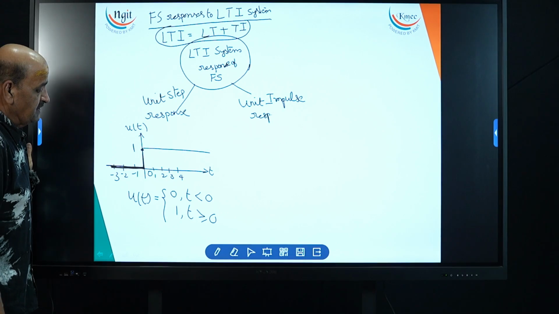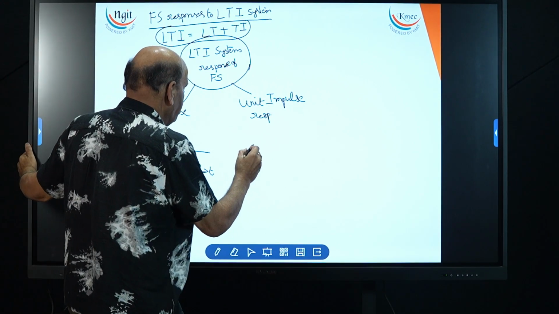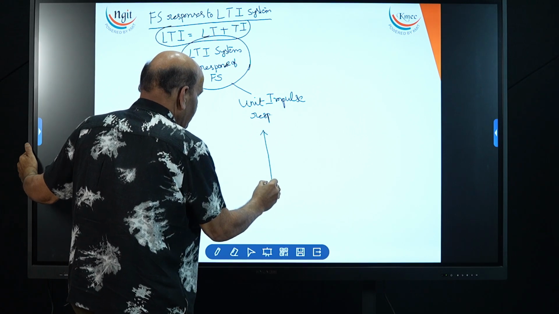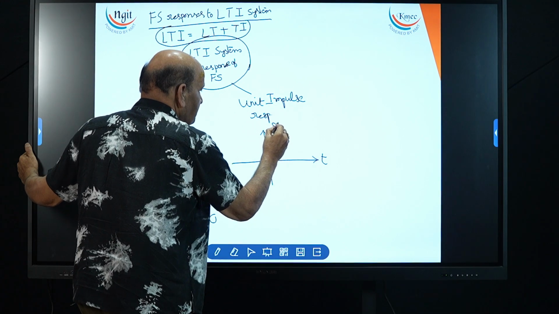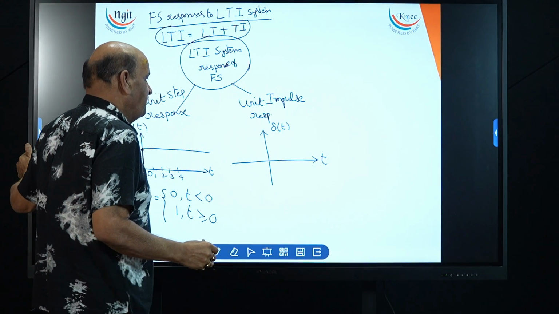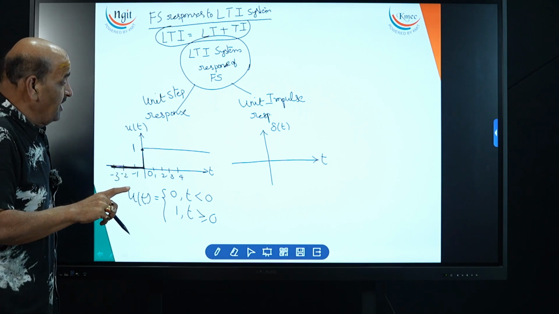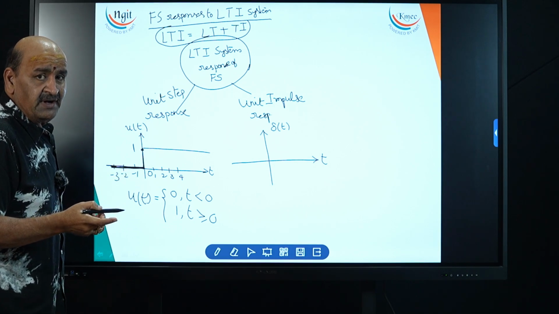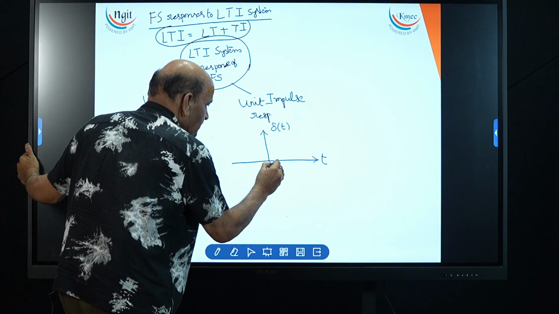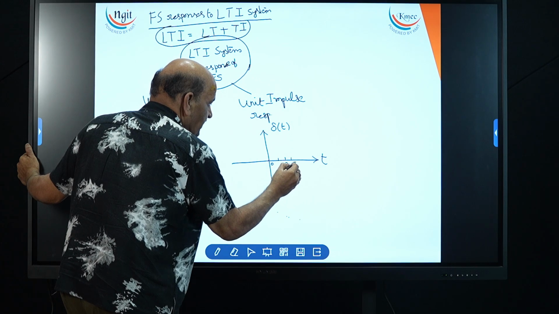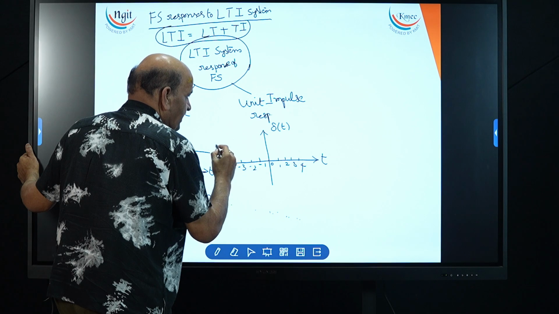Very important. I am making you remember all the previous important concepts again. Now similarly we are going to discuss the unit impulse function. The unit impulse function is denoted by delta. The unit step function is u of t. Another name for the unit impulse function is the Dirac delta function.